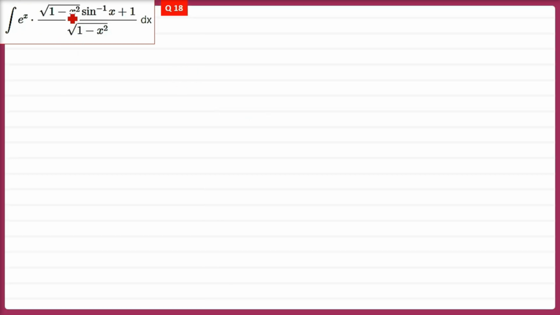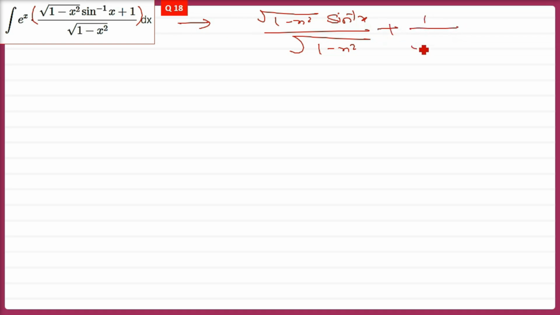Now this question seems to be quite typical, but it is not. How? Just separate these two terms out. I am making two terms out of the one term after e^x. We have sqrt(1 minus x^2) sin inverse x divided by sqrt(1 minus x^2), and the second term is 1 divided by sqrt(1 minus x^2). This gets cancelled. e^x is already there, so you can add it anytime, and add the integration sign also. Integration of e^x (sin inverse x plus 1 by sqrt(1 minus x^2)).